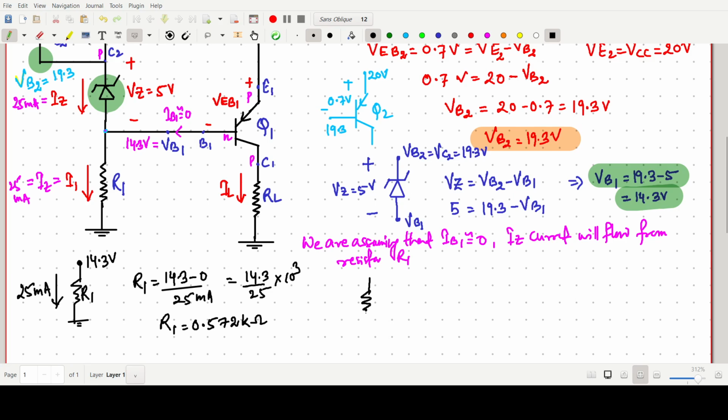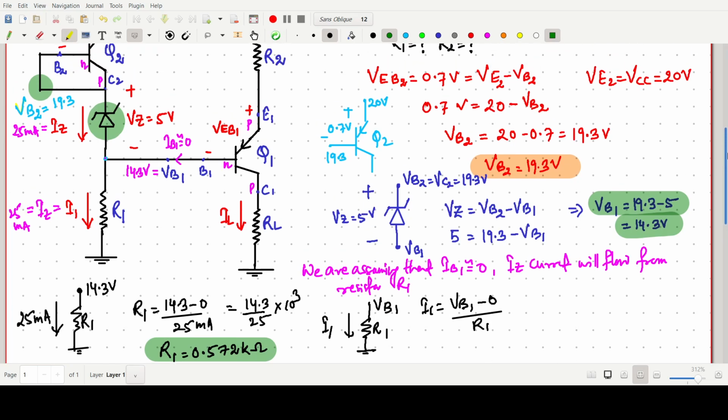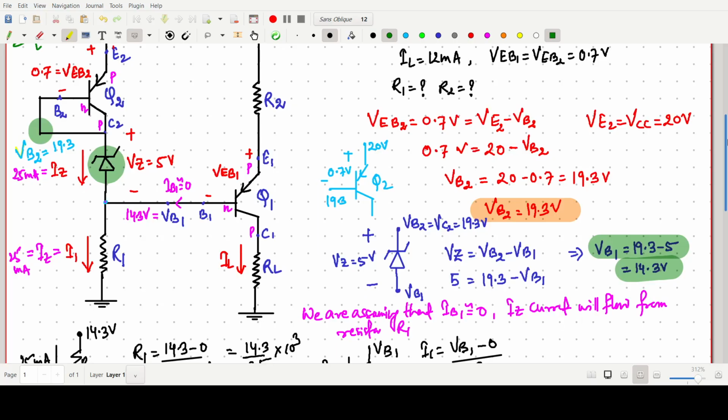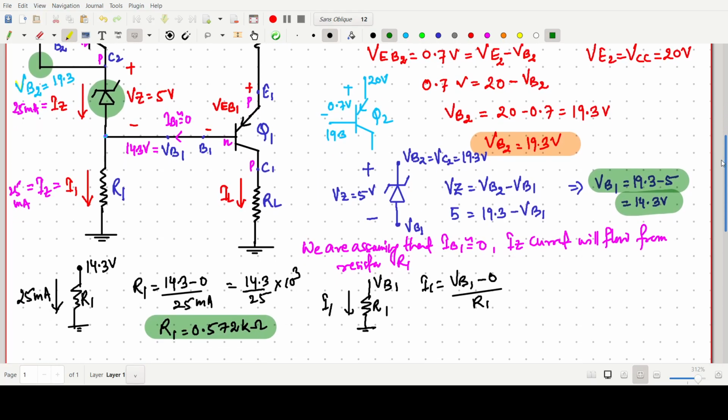Once again, I am showing: this is some potential, say VP1, this is ground, and this is some resistance R1, and this current is I1, which equals IZ. So this current I1 can be written as higher potential minus 0 ground divided by R1, from V equals IR. Like that we can easily find the value of R1. Now R1 is known to us. We are just finding the voltages and trying to solve this concept.